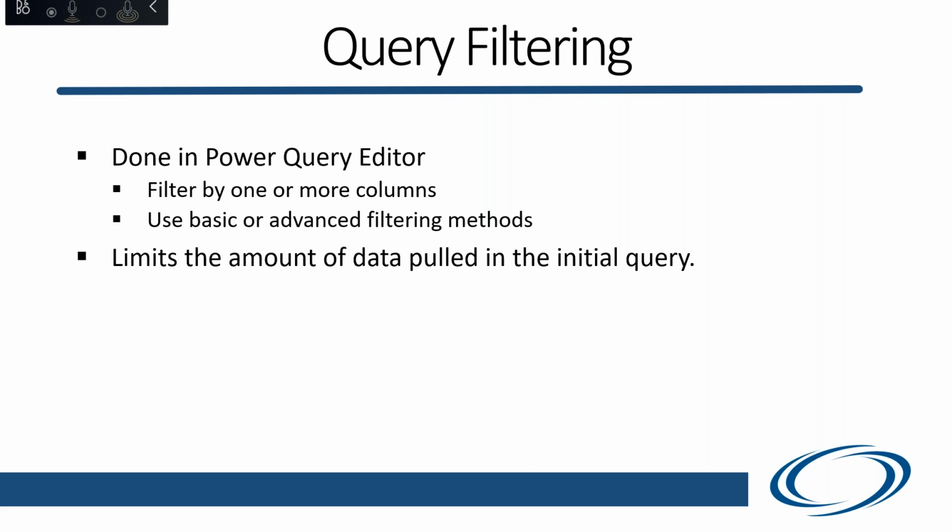The first place that you can look at filtering your data is within the query itself. And this is done within the Power Query Editor, and you can choose multiple columns to filter by. You can do basic and advanced filtering methods. And this is helpful when you're connecting to raw data that may have millions and millions of rows, because this is where it's going to limit the amount of data that is pulled.